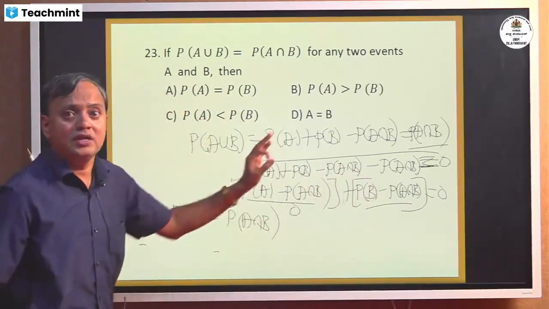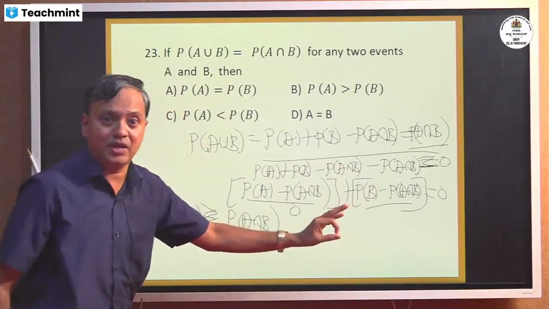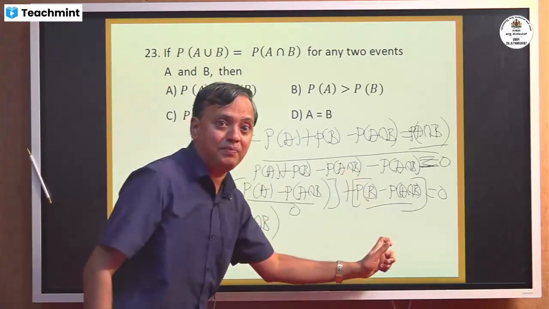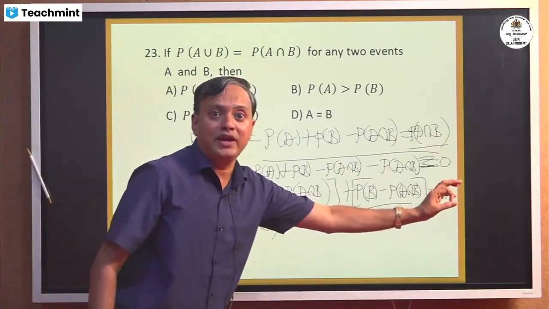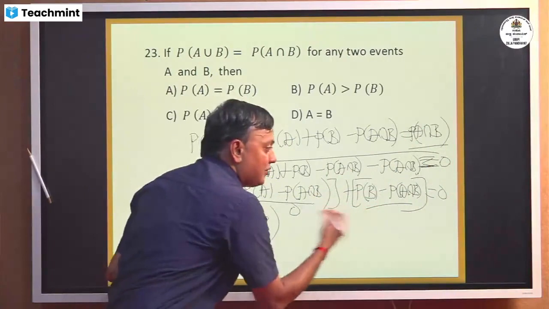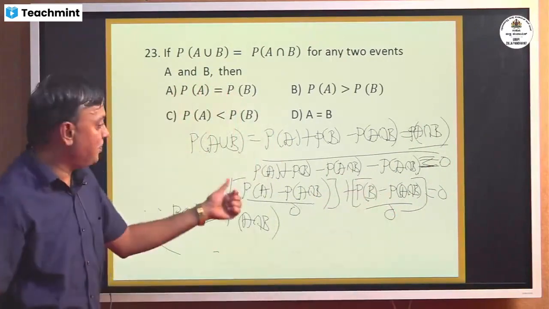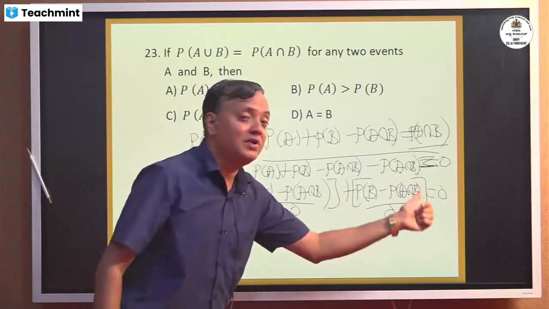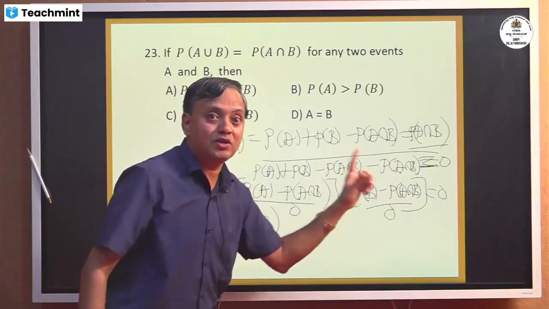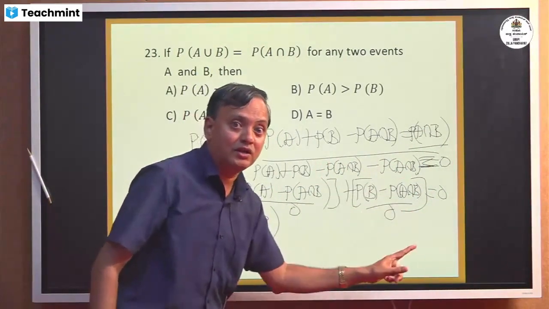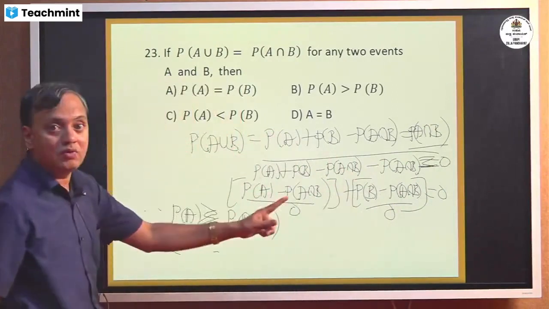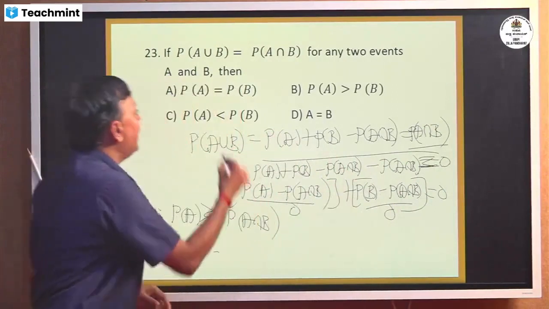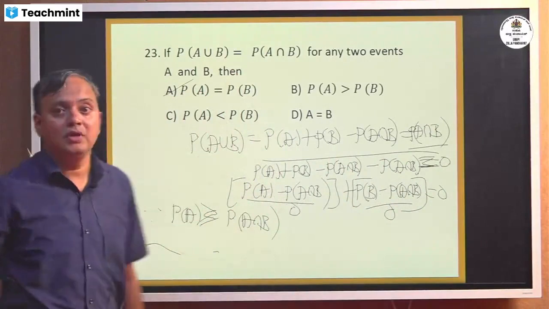Probability of A is equal to probability of A intersection B, and also probability of B is equal to probability of A intersection B. When we equate these two to 0, P of A equals P of A intersection B, and also P of B equals P of A intersection B. These two equations have equal right hand sides, so the left hand sides must be equal. Therefore probability of A is equal to probability of B.